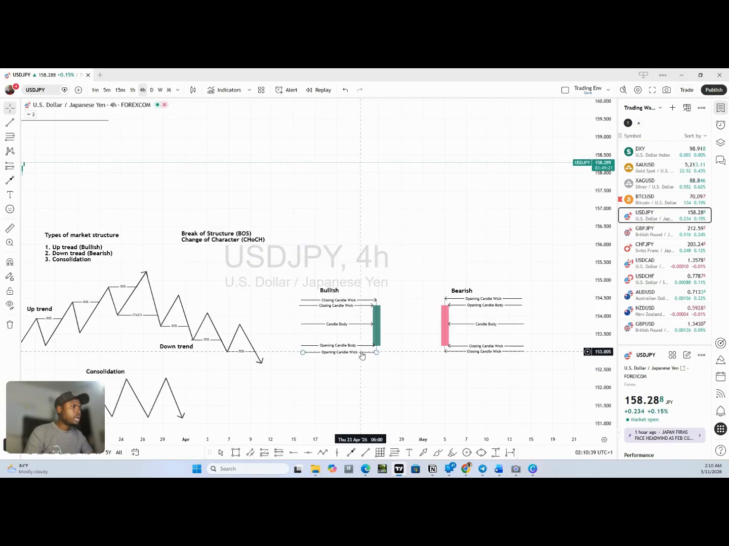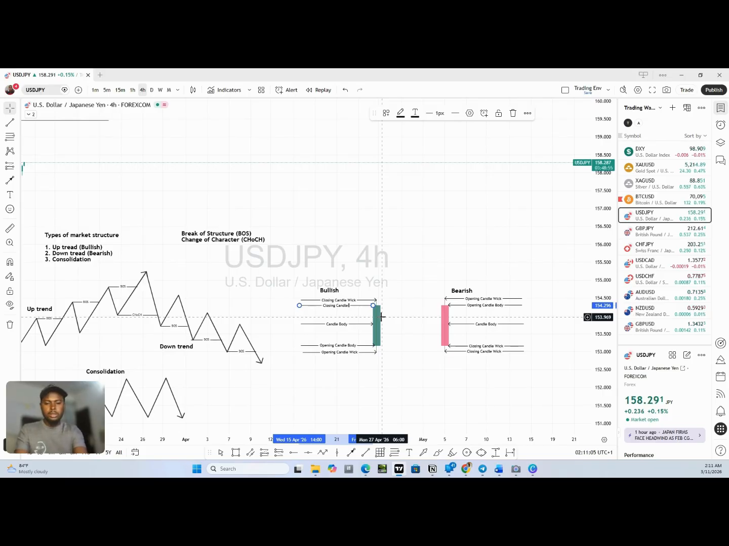This is the opening candle wick, and this is the opening candle body, like it starts from the bottom, as I said, and this is the candle body, and this is the closing candle body. I think I made a mistake. This should be closing candle body. I don't know if the spelling of this wick is even correct, but wick, yeah. So this is the closing candle body, and this is the closing candle wick, because it closed above.